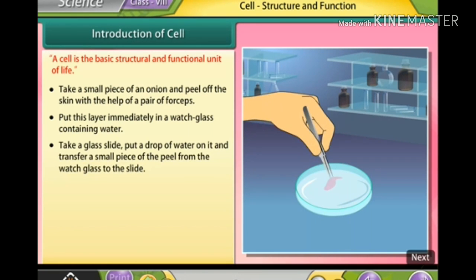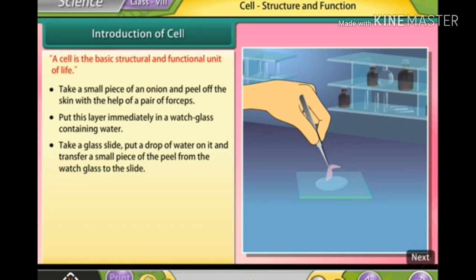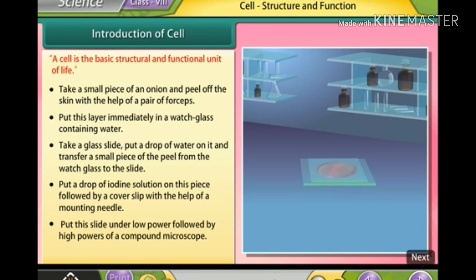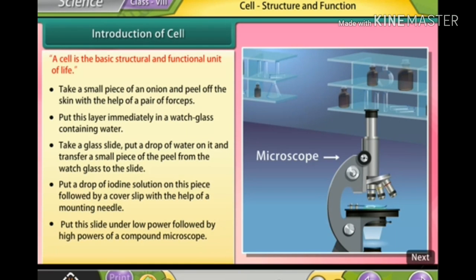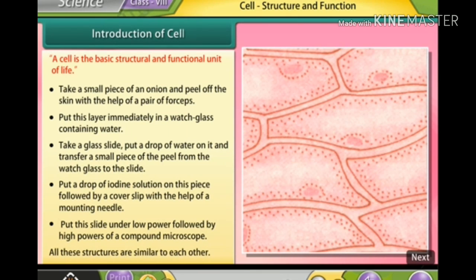Take a glass slide, put a drop of water on it, and transfer a small piece of the peel from the watch glass to the slide. Put a drop of iodine solution on this piece, followed by a cover slip with the help of a mounting needle. Put this slide under low power, followed by high powers of a compound microscope. All these structures are similar to each other.